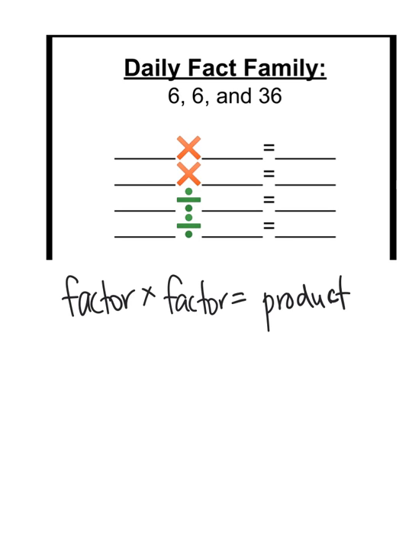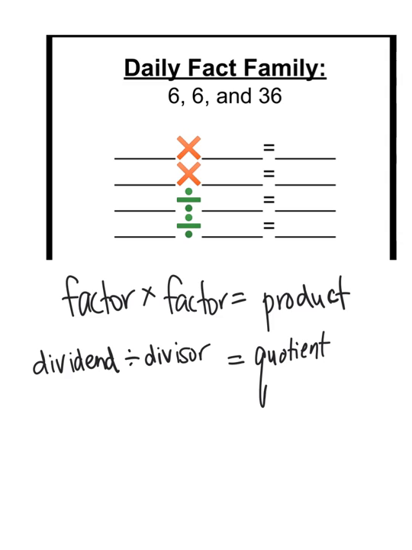And now these ones, the ones for division, are a little harder to remember. What do we call the number that we are dividing up into groups in division? We call that our dividend. And then the number that we use to divide it up into groups is our divisor. Whoops, spelled it wrong. Divisor. Okay, and then our answer starts with a Q. Do you remember? Quotient, of course. Okay, so we've got 6, 6, and 36.